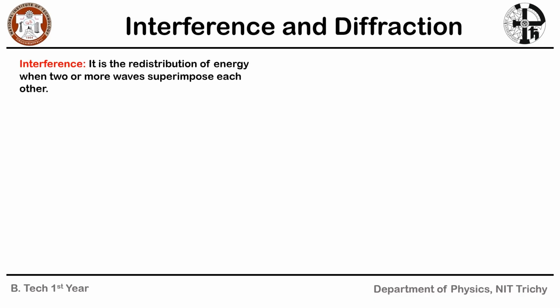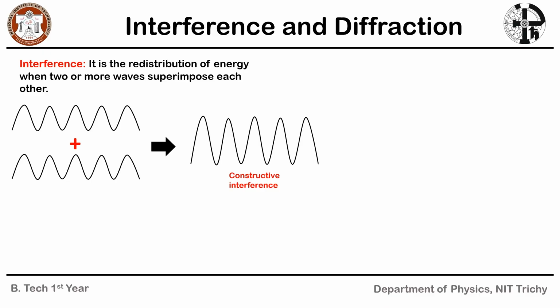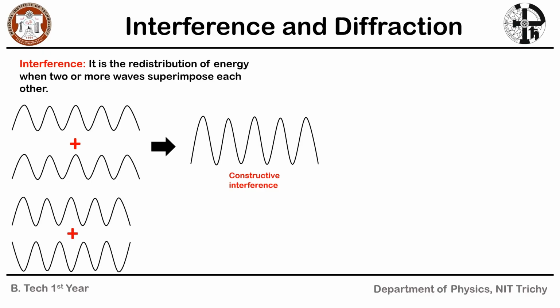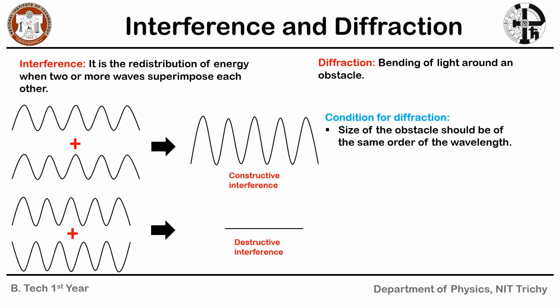Interference is the redistribution of energy when two or more waves superimpose each other. If the waves are in phase, then we get the constructive interference. If they are in antiphase, we get the destructive interference. Diffraction is the bending of light around an obstacle. The condition for diffraction to occur is the size of the obstacle should be of the same order of the wavelength.